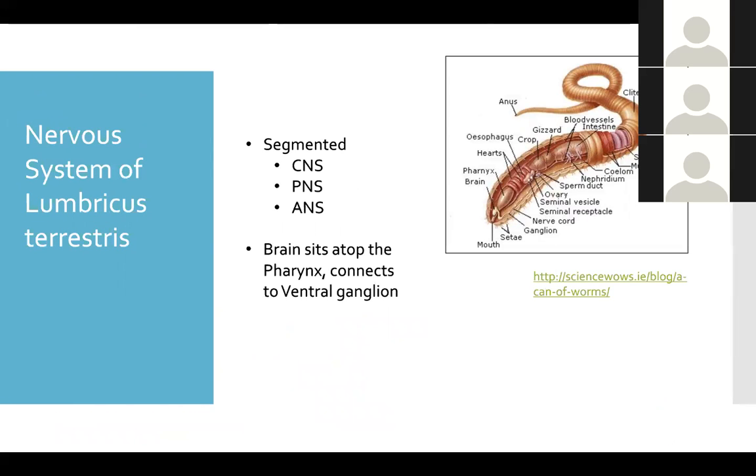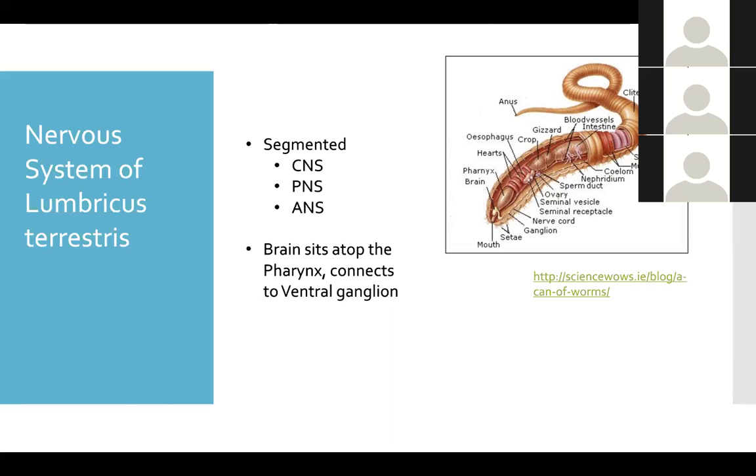Lastly, in the nervous system of the earthworm, it's segmented into 3 sections: the central nervous system, the peripheral nervous system, and the autonomic nervous system. Segmented meaning that it can be separated into the different sections, which are the 3 that were listed. The central nervous system is made up of a nerve ring, which is around the pharynx, and it's also made up of a ventral nerve cord.